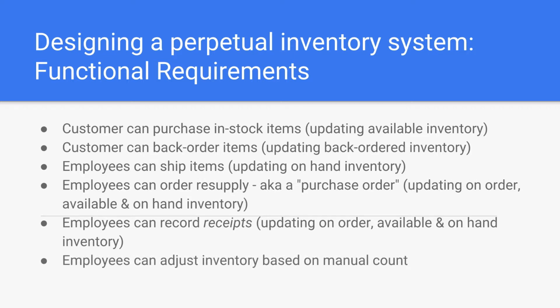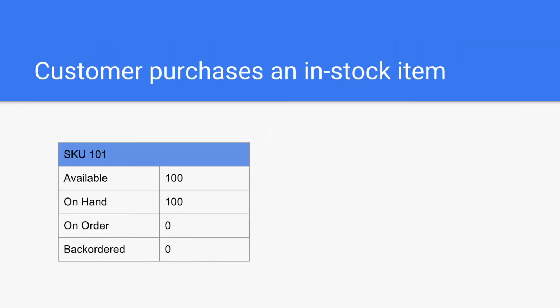And then finally, employees can adjust inventory based on a manual count. As I said, sometimes you still have to count things. You have things that we call shrinkage. Shrinkage is things spoil, they go bad, we lose them, or you can actually have employee theft as well. So you tend to lose your inventory over time. So let's look at these different operations.